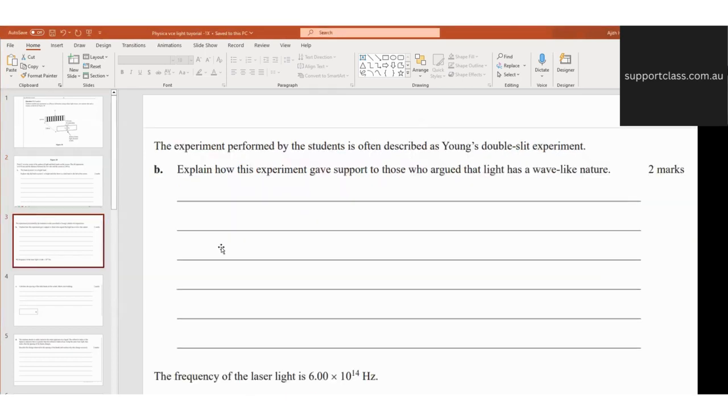So the next part says the experiment performed by the student is often described as Young's experiment. I forgot his name. Young is the one who did the double slit experiment. Remember, Young actually did two different experiments. One of them is the double slit experiment, the one we discussed today. But there's also a single slit experiment, which is a different one.